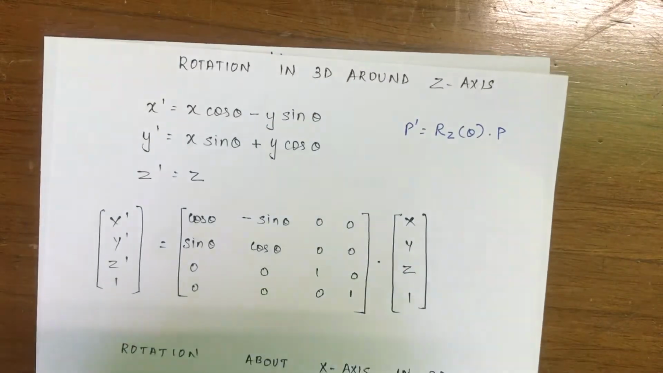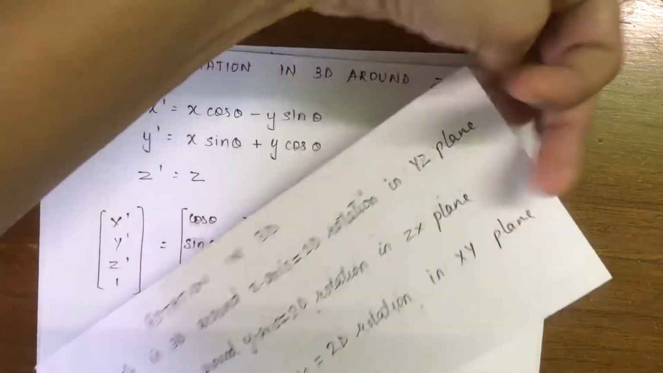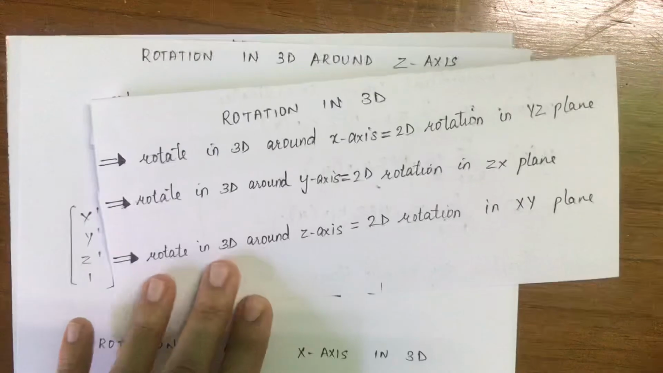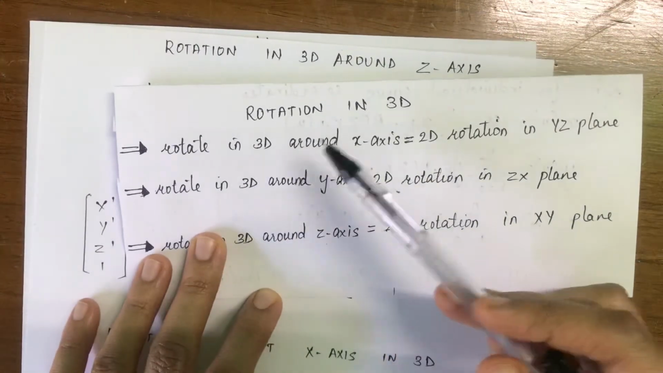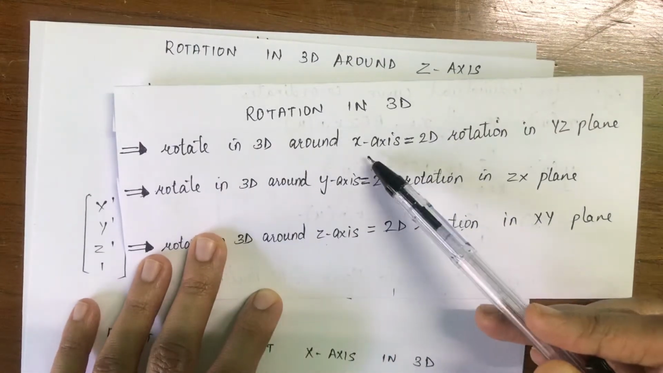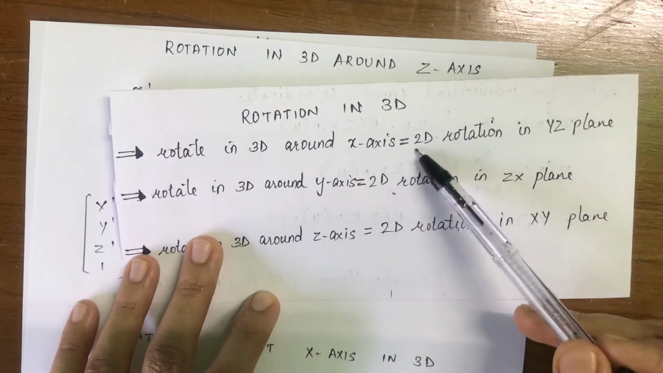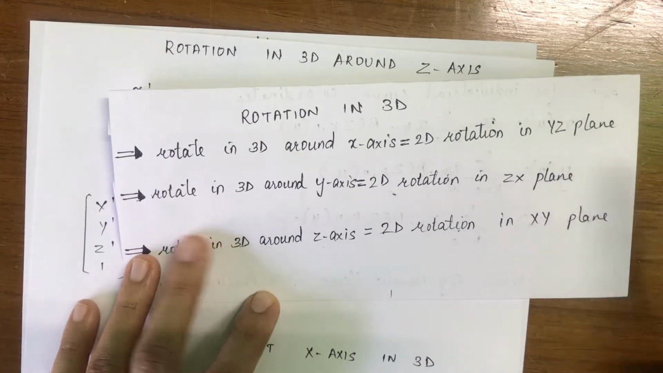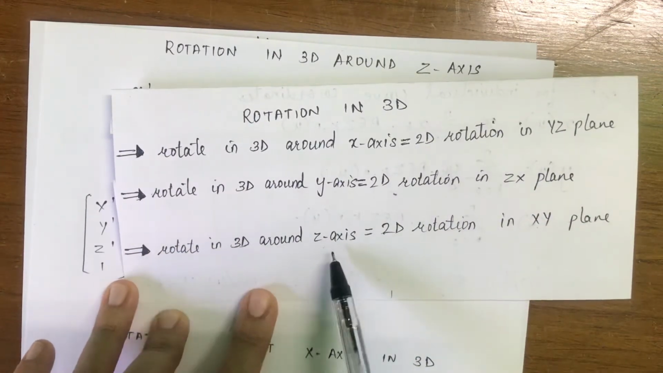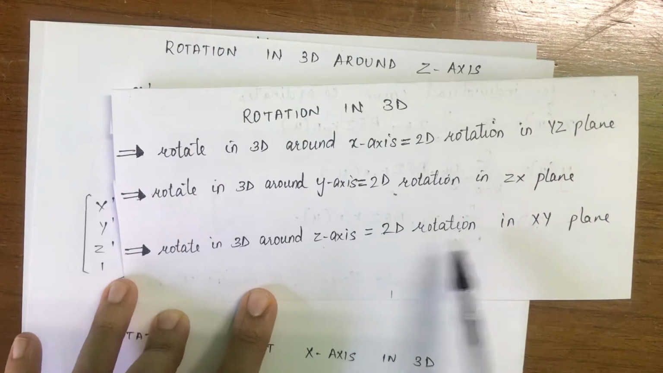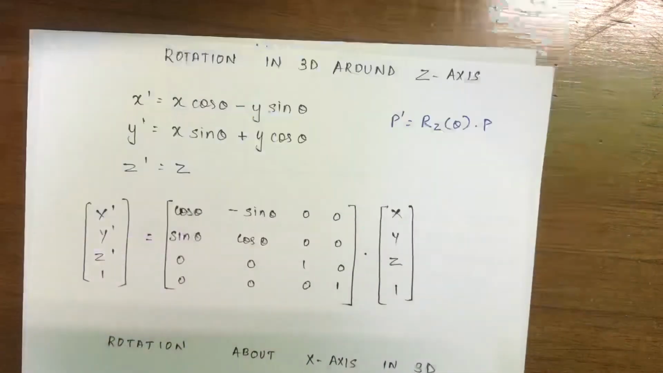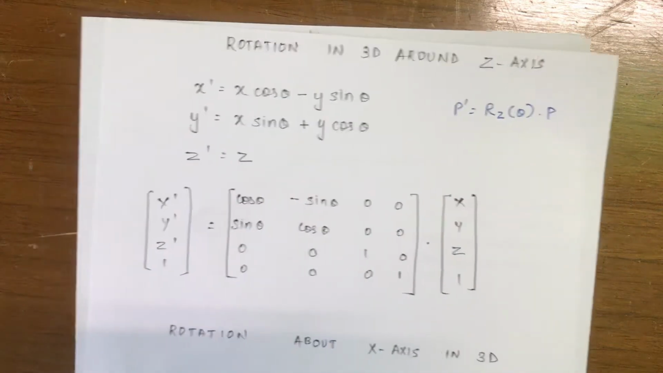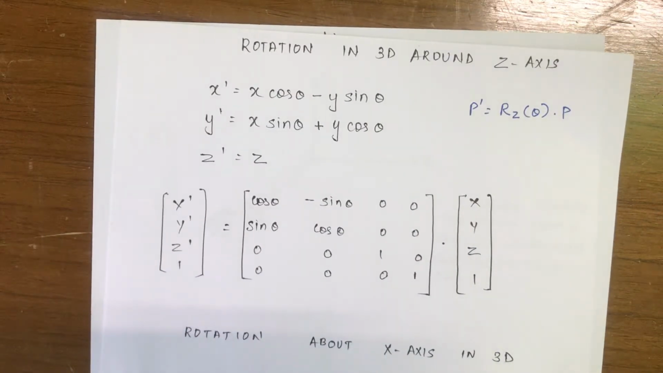So like I mentioned, you are using 2D rotation. Let's see this once again. If you're rotating in 3D around x axis, that means you're doing 2D rotation in yz plane. If you're rotating in 3D around z axis, that means you're doing 2D rotation in xy plane. Okay, so let's look at the matrix that we are designing for z axis.